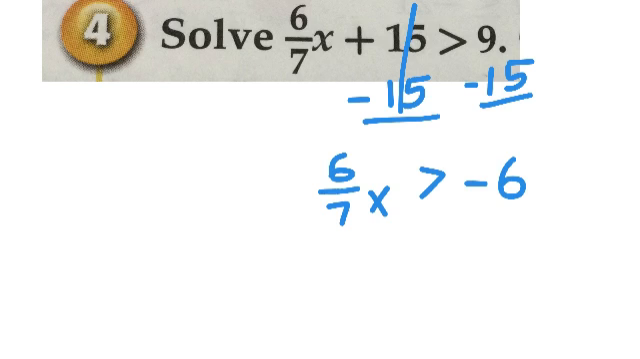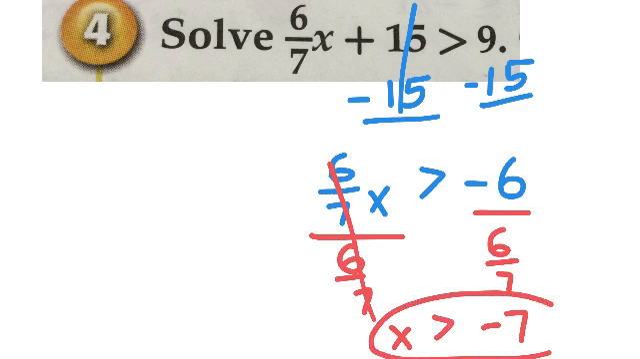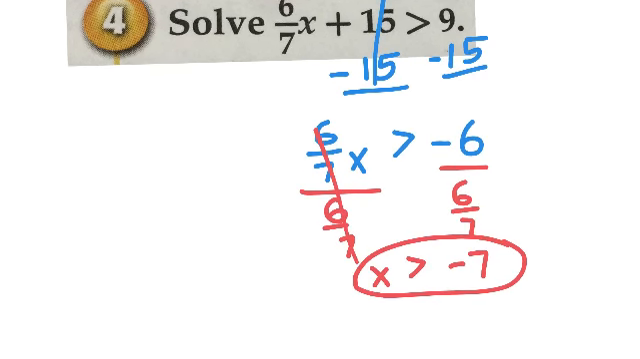Now the x is being multiplied by 6/7. So if you have a calculator, just divide by 6/7. So that would give you x. That would be negative 7. And now I divided by 6/7. So should my inequality stay or should I change the direction? Nope, you divide by a positive number. I divided by a positive number, so it should still stay in the same direction. So my final answer here would be x is greater than negative 7.